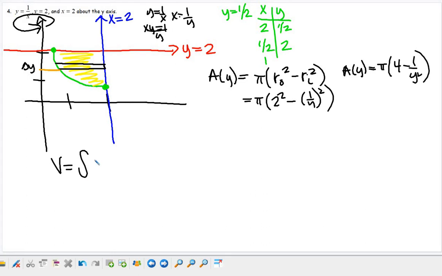So my volume is the integral of area. So I'm going to put my pi on the outside. Remember, whatever variable my function is in terms of has to be what my bounds are in terms of. So if I'm in terms of y, I have to do y. So that would be from y equals 1/2 to 2 of 4 minus, and I'm going to go ahead and write this as a negative so that we can take the integral, dy.